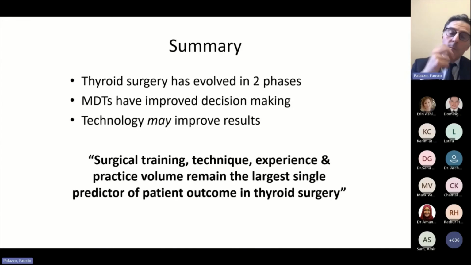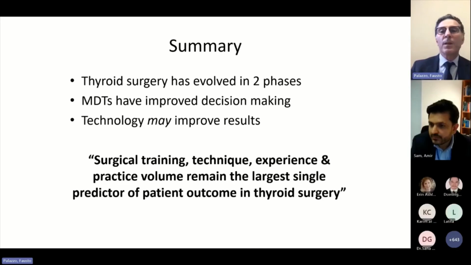So in summary, the history of thyroid surgery started in one tragedy after another, where the patients essentially were subjected to almost ritualistic butchery. And then it basically has evolved in two phases. MDTs have improved decision-making and therefore improved outcome, and technology may improve the results, but it's without doubt that it's the surgical technique, training, experience, and practice volume that is the single greatest predictor of outcome in thyroid surgery.